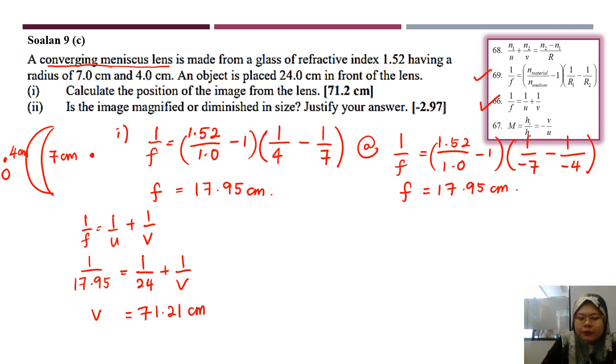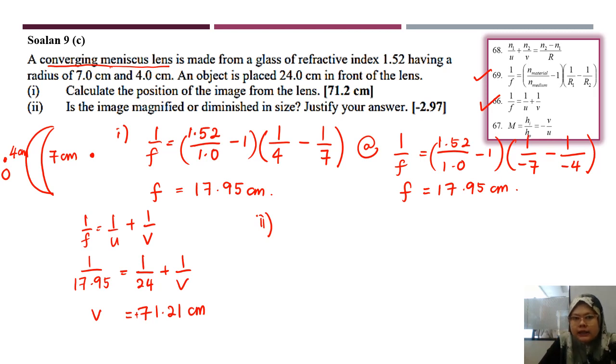Okay, 71.21 cm which is positive value. So bila positif, apa yang kita boleh dapat daripada nilai V yang positif? Meaning that image tu adalah image yang real. Bila real, dia punya partner dia adalah inverted. Alright, because the next question, dia tanya, is the image magnified or diminished?